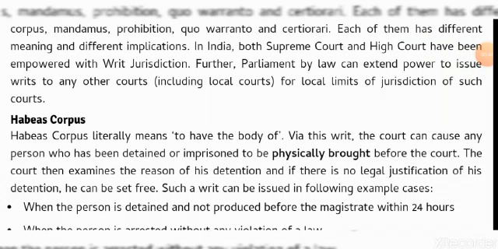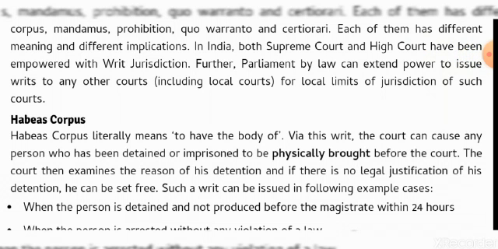Anything that is issued under an authority is a writ. Orders, warrants, directions, etc. issued under authority are examples of writs. There are five major types of writs, that is, habeas corpus, mandamus, prohibition, quo warranto, and certiorari. Each of them has different meaning and different implications.